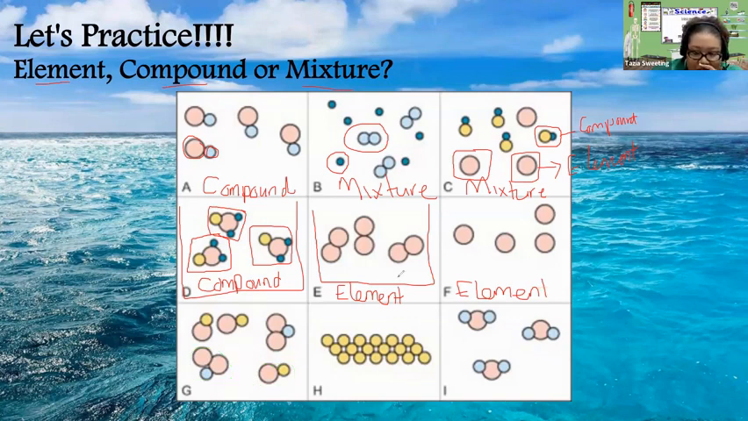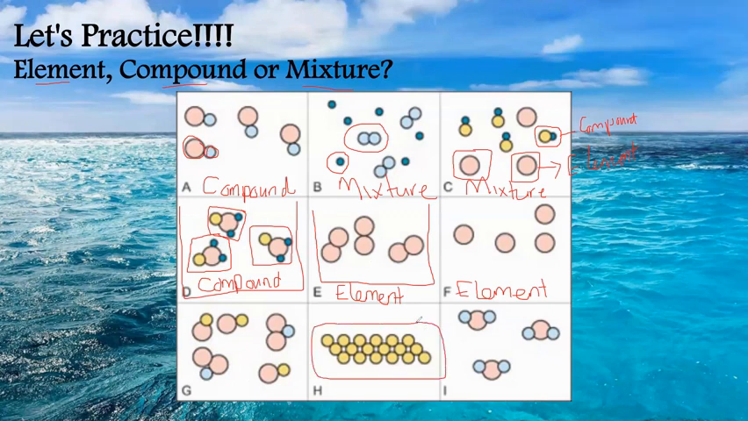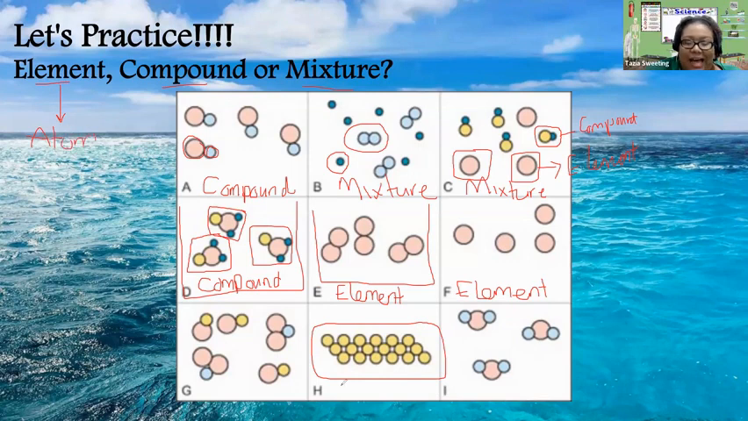What about H? Yes, go ahead, Brooklyn. Okay, is it an element? Okay, tell me why it's an element. Because it's the same thing. So this is all one type of what? One type of element? What makes up an element? Molecule. Not a molecule. What makes up an element? What's the smallest basic part of an element? Atoms. So that's all one type of atom. So this is an element.